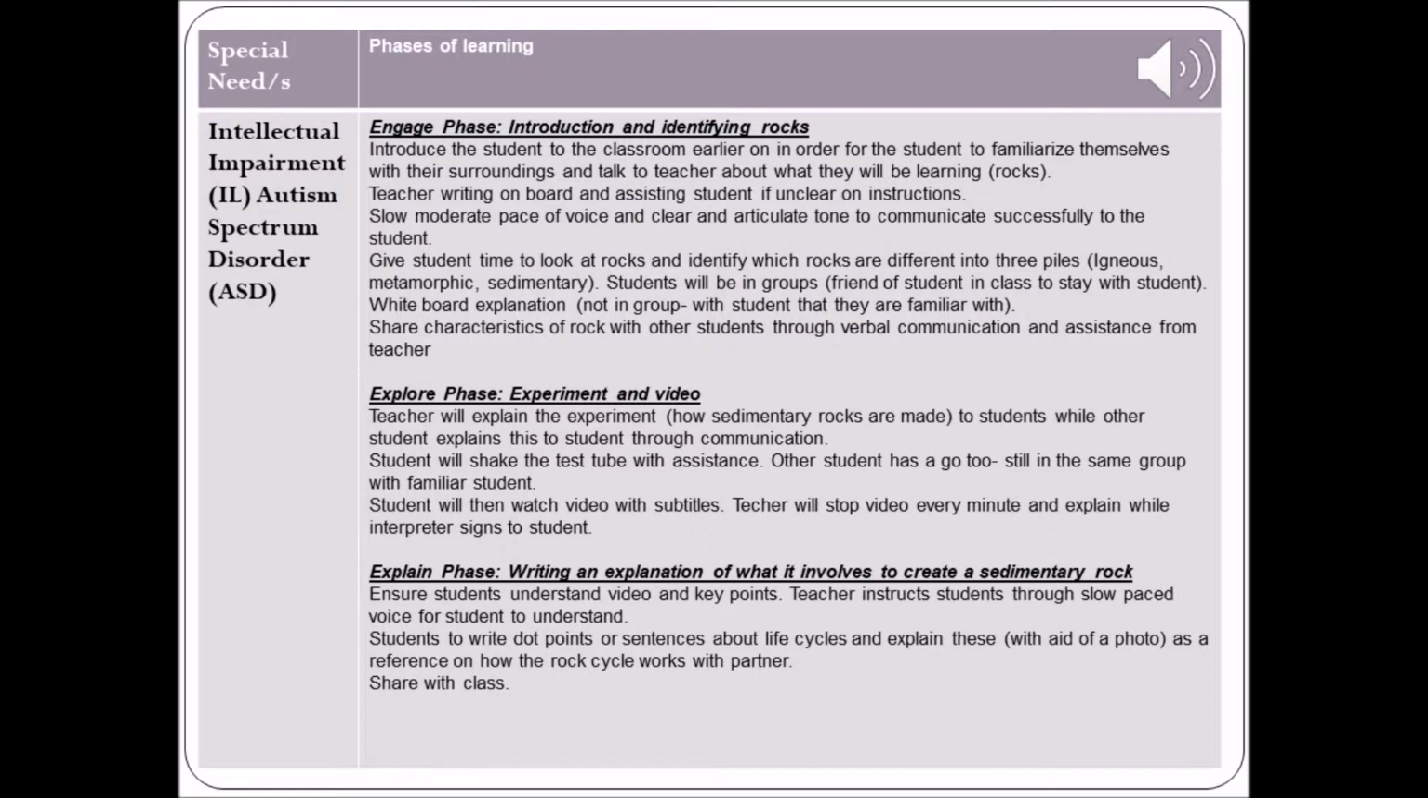In the explain phase, it is the student's job with their partner to create a small dot point sentence about the life cycles with the aid of a photo if they'd like, in a way that they'd like to best, whether they draw this out in their book, on the little whiteboards that they've been given, or on a piece of paper. And then at the end, they will share this with the class in a class discussion.